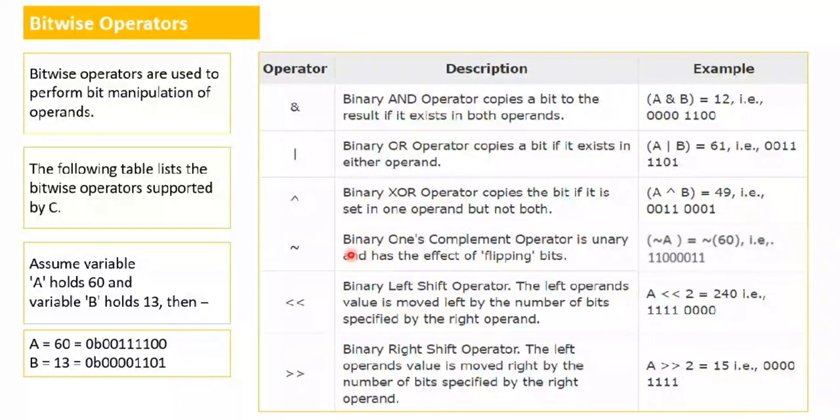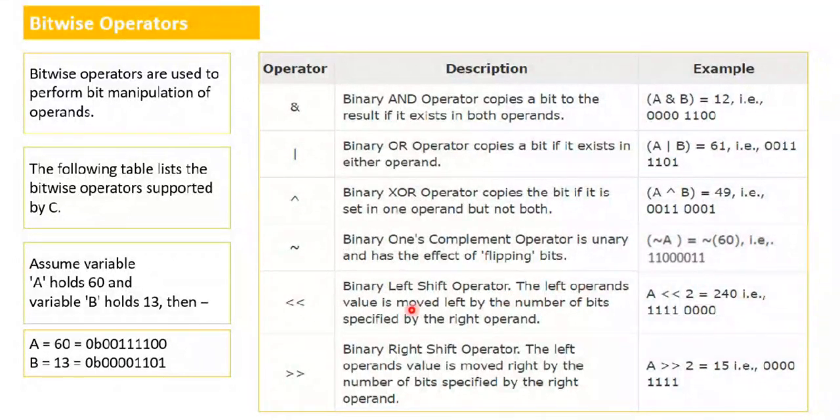Next is the binary ones complement operator. It is unary, which means it only needs a single operand. You can take the complement of A or B, but not both in one statement. Complementing A means replacing all 1s in A by 0s and vice versa, so we get 1, 1, 0, 0, 0, 0, 1, 1.